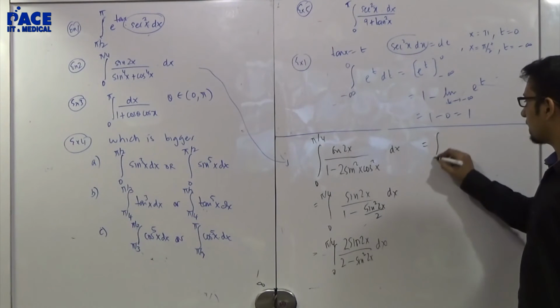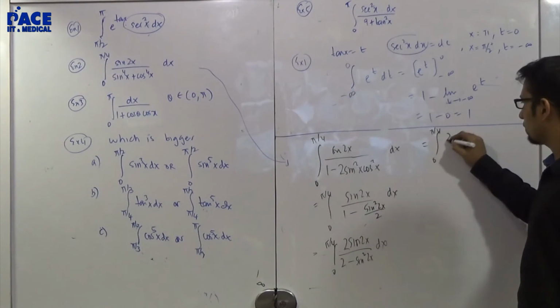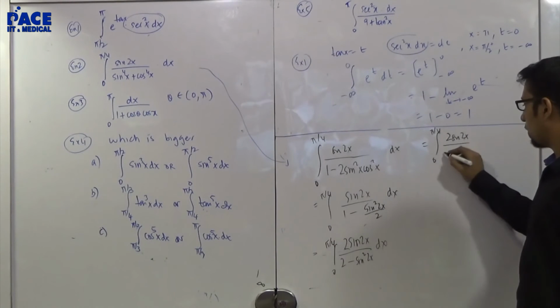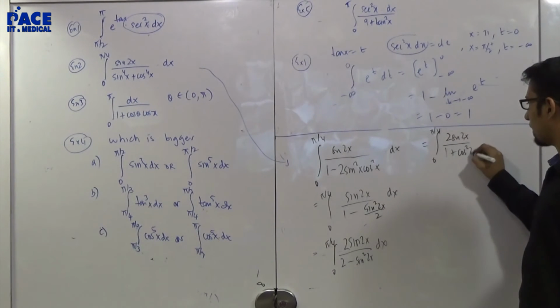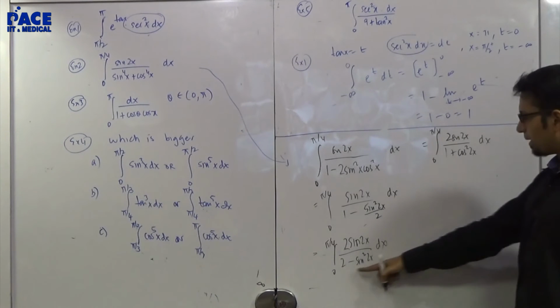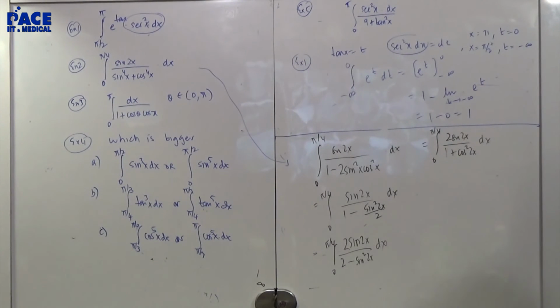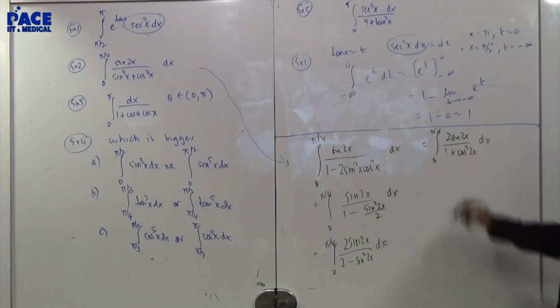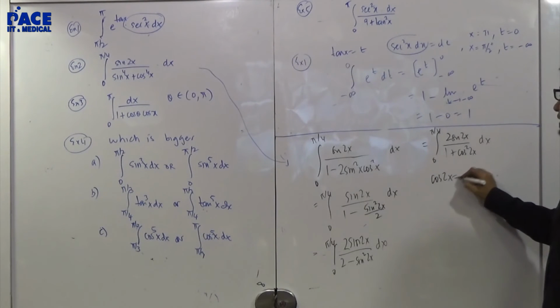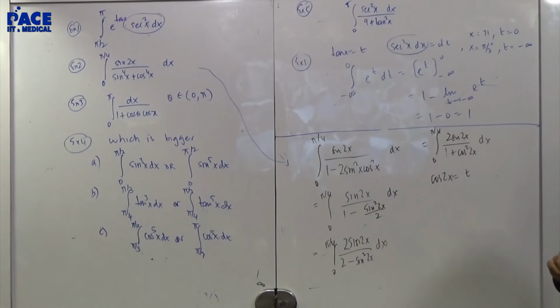So this is going to become 0 to pi by 4, 2 sin 2x upon 1 plus cos square 2x. 1 minus sin square and 1. Okay, now what substitution will I do? Cos 2x को t ले लो. ठीक है? Cos 2x को t ले लो.